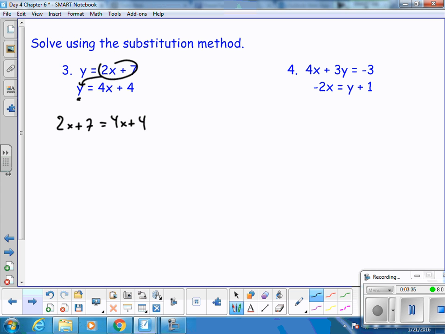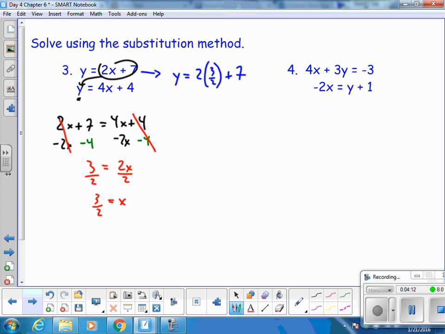I'm going to subtract 2x from both sides, and I'm also at the same time going to subtract 4 from both sides, and I end up with no x's over here, 3 over here, and I'm ending up with 3 equals 2x. Divided by 2, x equals 3 over 2. Well, being said, I can use just any one of these equations, and I have solved for x, I'm going to solve for y, knowing that x is 3 halves. y equals, this is 6 over 2, which simplifies down to 3 plus 7, so y equals 10. So my solution is 3 halves, 10.